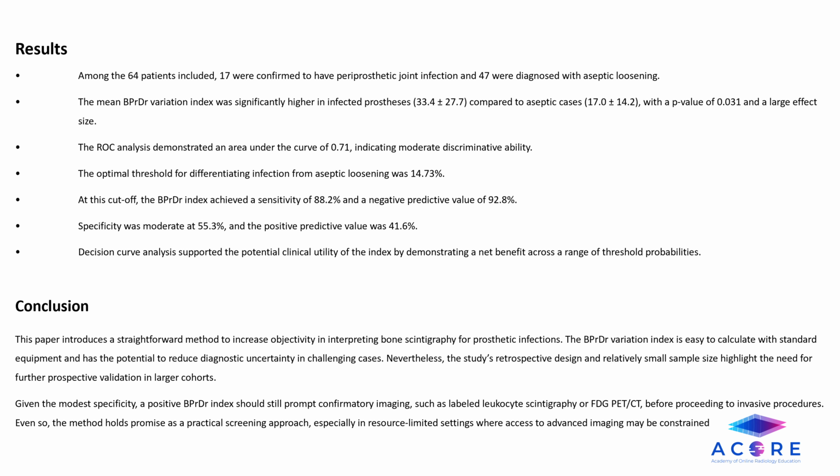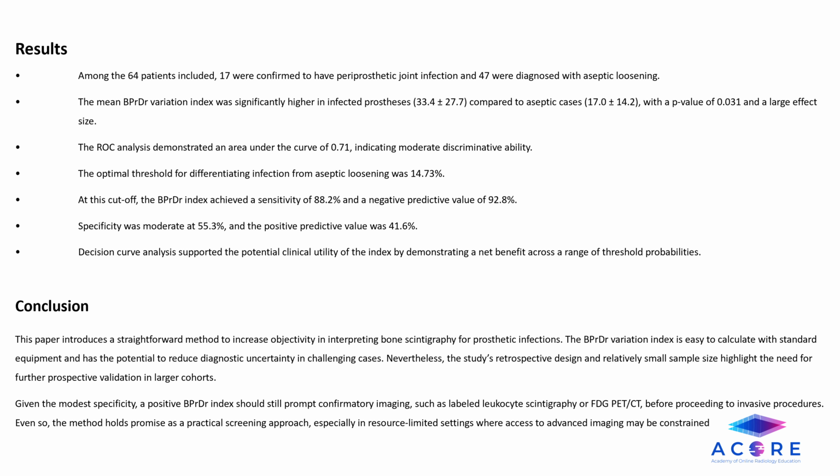And the optimal threshold for differentiating infection from aseptic loosening was 14.73%, and at this cutoff, the BPrDr index achieved a sensitivity of over 88% and a negative predictive value of just under 93%, and the specificity at this rate was moderate at around 55%, and the positive predictive value just under 42%. And the decision curve analysis supported the potential clinical utility of the index by demonstrating a net benefit across a range of threshold probabilities.